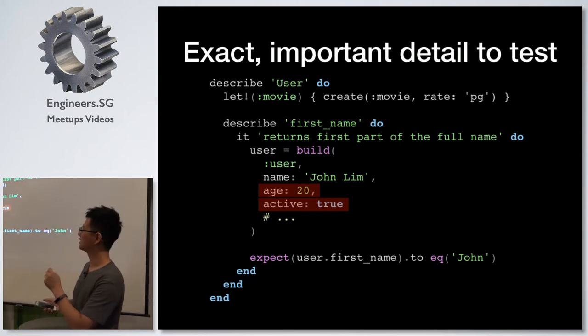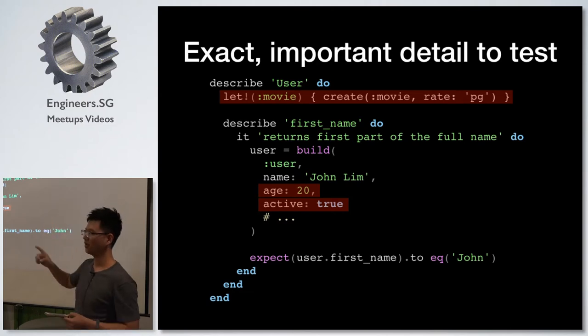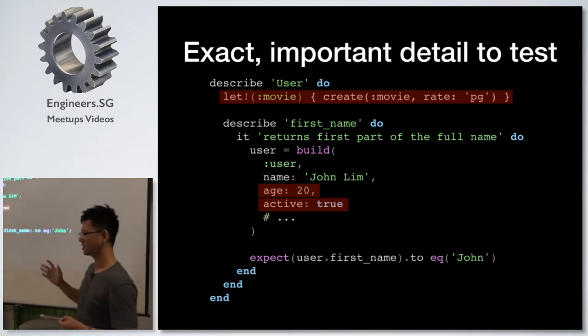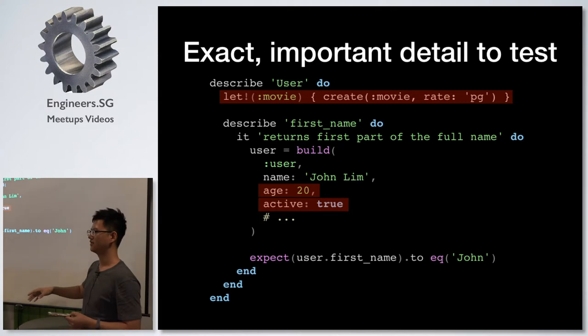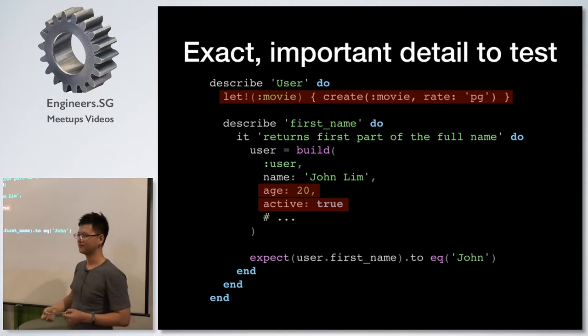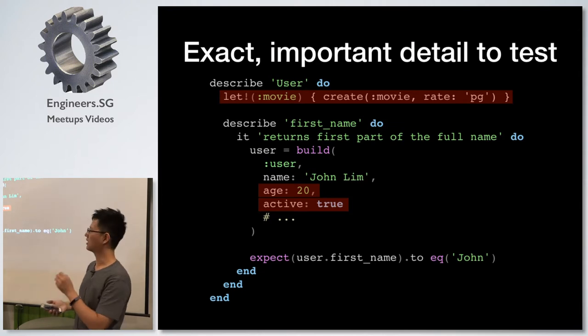Another thing, if you notice, there's a let. Although we don't need the movie at all, it is still run, because it's a let bang. That's bad, because not only does it confuse you, like, why does my test case care about movie? It doesn't really care, right? But it is involved in your test case. Not only does it confuse you, it also slows your test case down, because it runs every time, even if you don't need it.